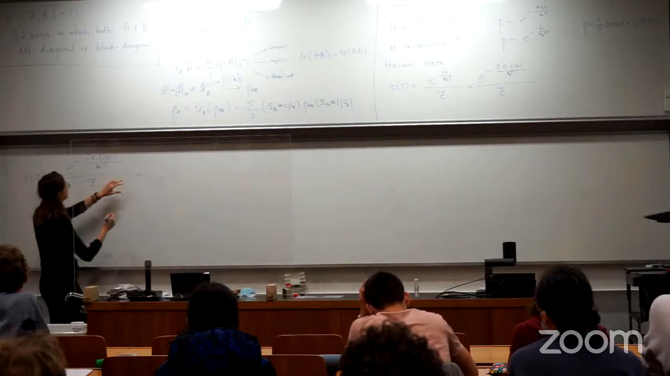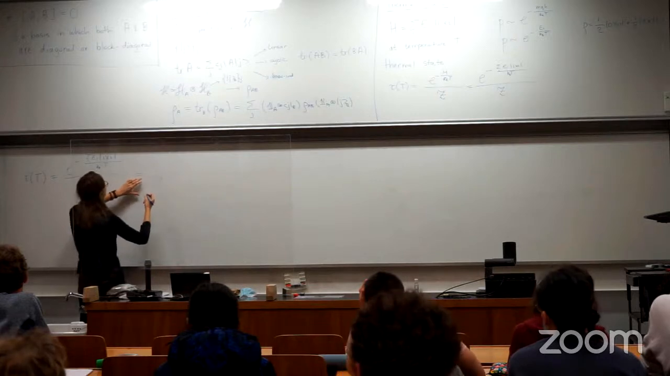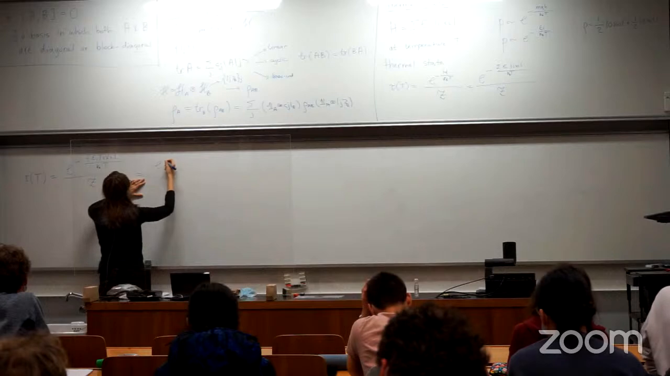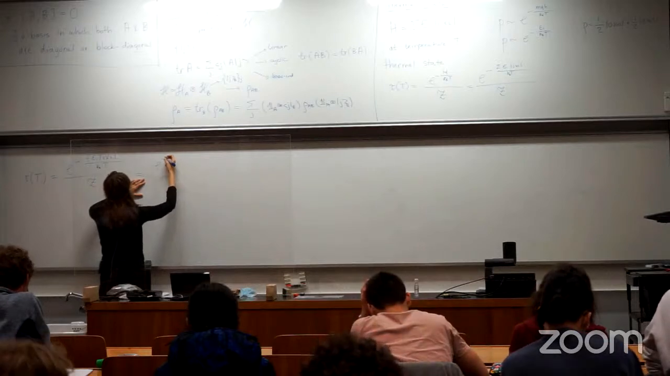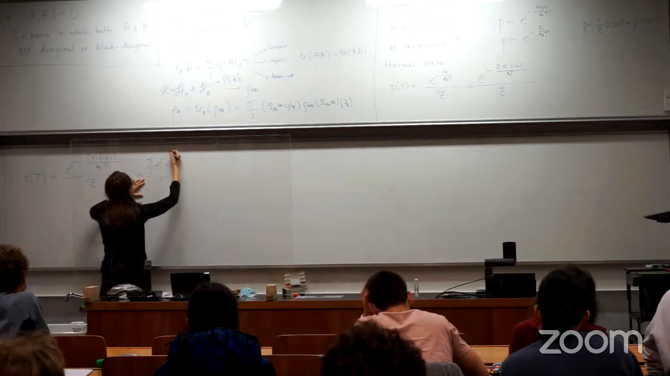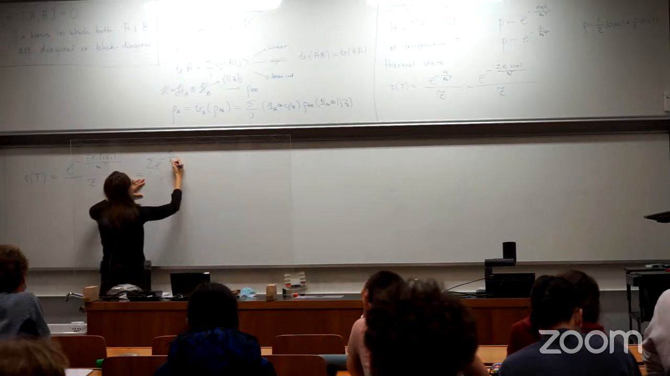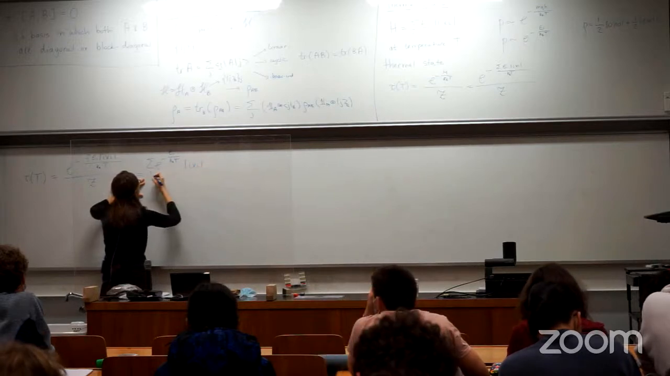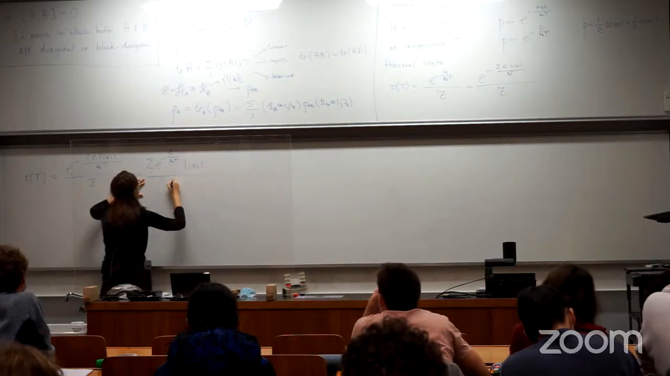Yes, so basically what it would look like is sum over i of e to the power minus e_i over k_B T, |i><i|, over the partition function.